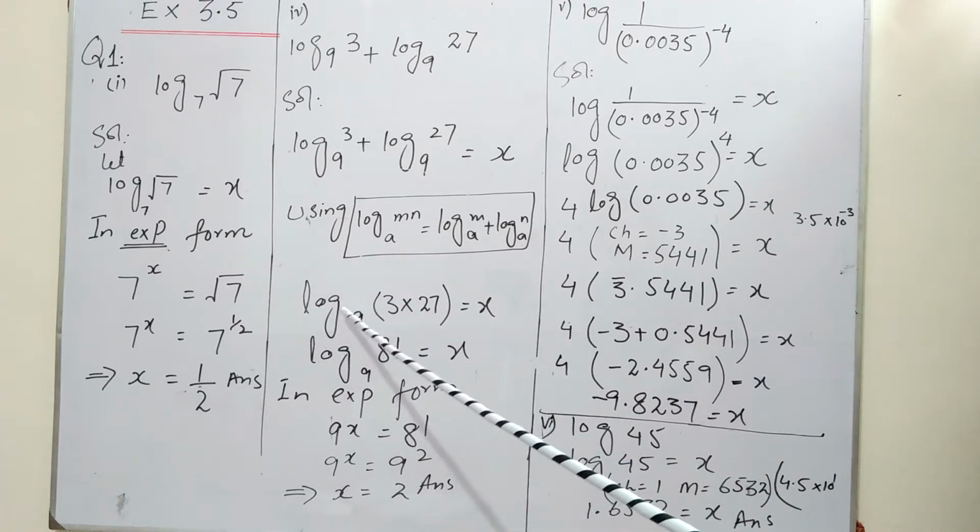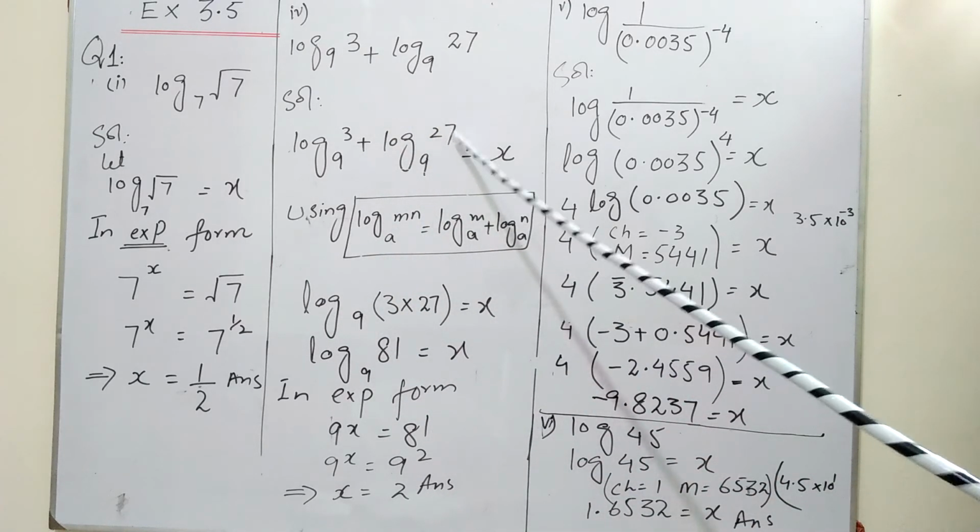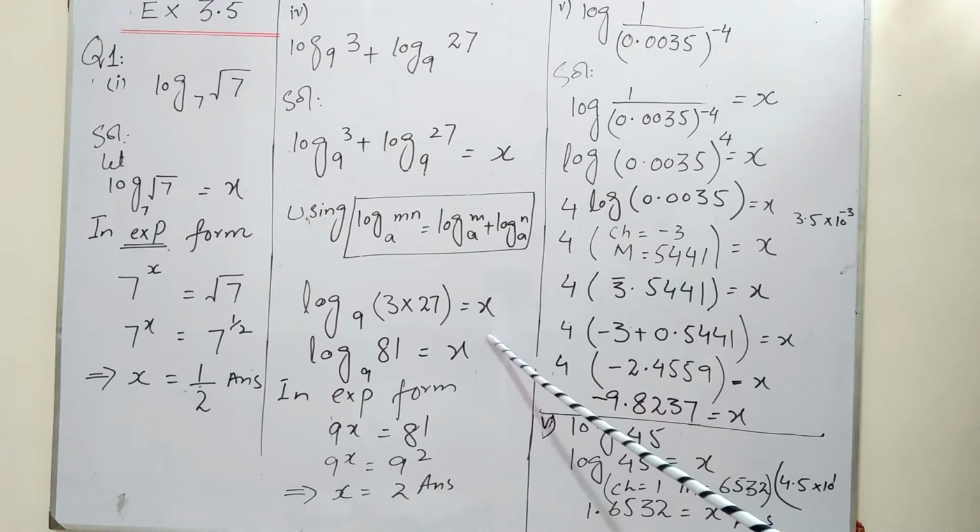This can be written as log of 3 multiplied by 27 with base 9 is equal to x, which becomes log of 81 with base 9 is equal to x. In exponential form, 9 raised to the power x is equal to 81. 9 raised to the power x is equal to 9 raised to the power 2, which implies that x is equal to 2 because 9 is cancelled from both the sides. So this is the answer of part 4th.